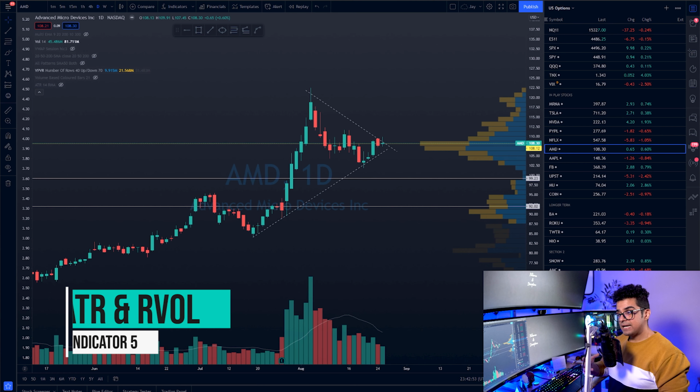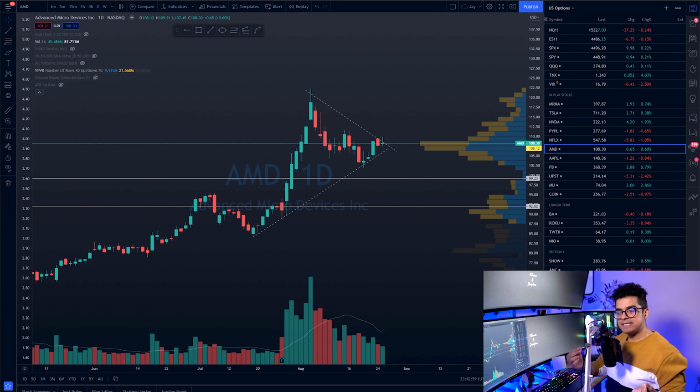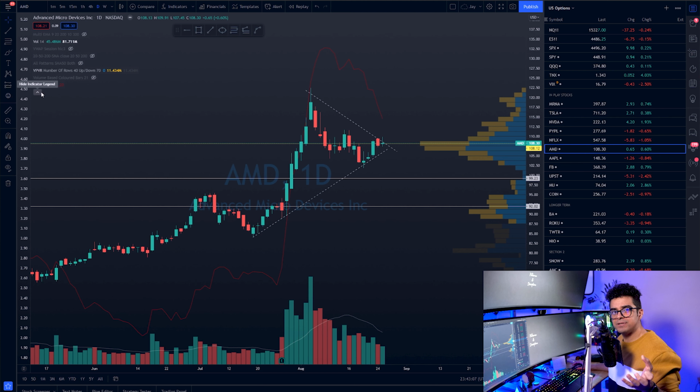The next 2 indicators are the average true range, ATR in short, and relative volume, RVOL in short. ATR is pretty easy to understand. It shows you how much a stock is moving on an average on a daily basis. It's not just a simple average. It's a complex calculation, but it's the 21st century. You don't have to do it manually using a calculator. The platform does it for you.